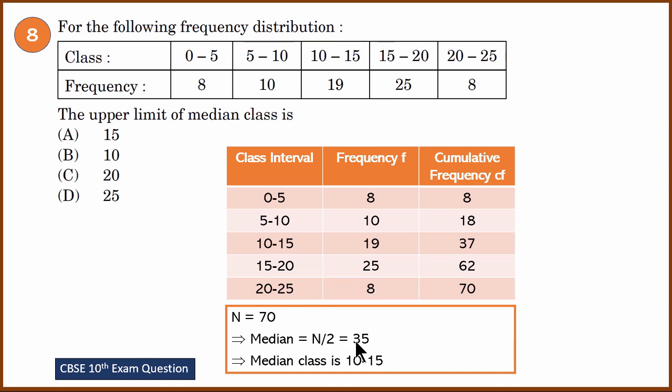Half of that value is median. Which group has 35? That will be this group. So 10 to 15 group is where we will find median because 35 is in this class. Which means median class is 10 to 15. So they have asked upper limit of median class. Which is the upper limit? Upper limit is 15. 10 is the lower limit. So the answer is 15. The answer is A.